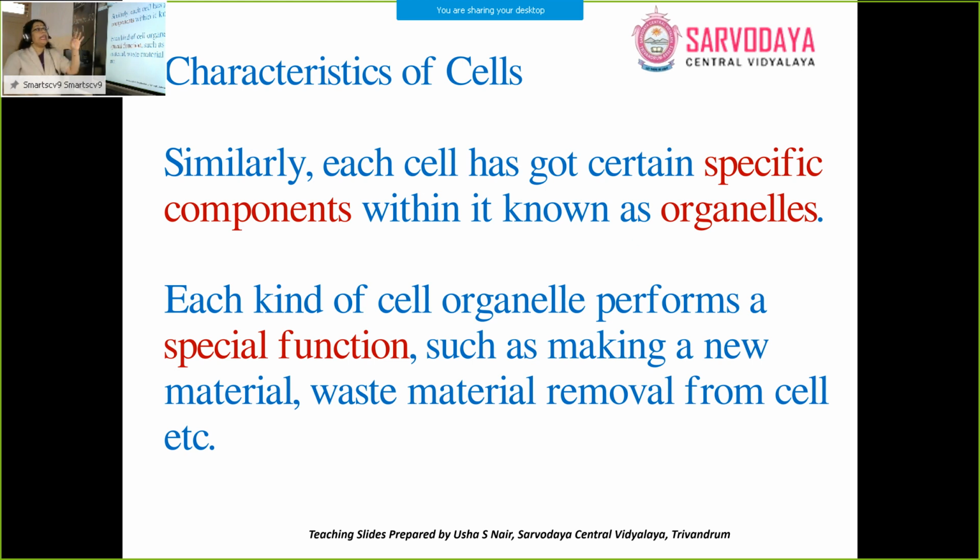Now the next point is, each cell has specific components, which are known as organelles. That is not new for you. I'm sure you know what organelles are. They are components of the cell. Here each cell has specific components which are known as organelles. I'm sure you know most of them. We have mentioned some of the organelles, like mitochondria, ribosome, plastids, endoplasmic reticulum.